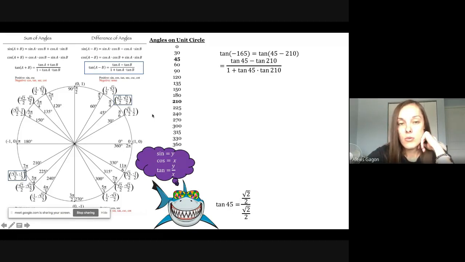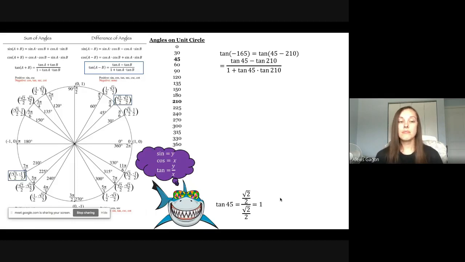Okay, so the y value there is square root of 2 over 2. The x value there is also square root of 2 over 2. Well, anytime you have something divided by itself, it will always equal 1. So the tangent of 45 is 1.